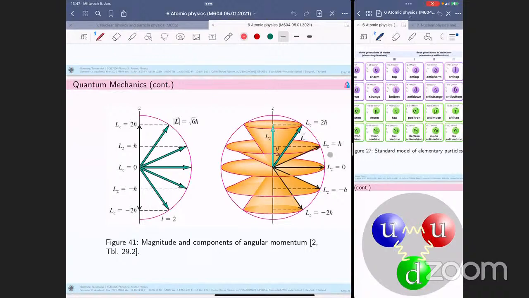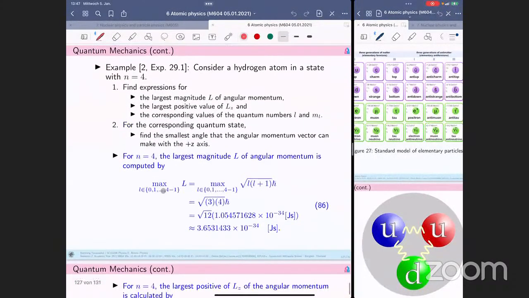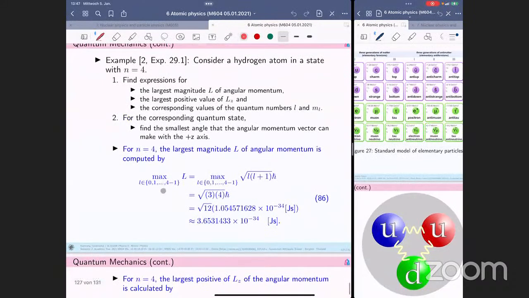Okay, and Lz is equal to h at this location, Lz is equal to 0 at this location. This is the cross-sectional view of this figure, and here is the three-dimensional picture of it. Okay, we arrive at the last example.